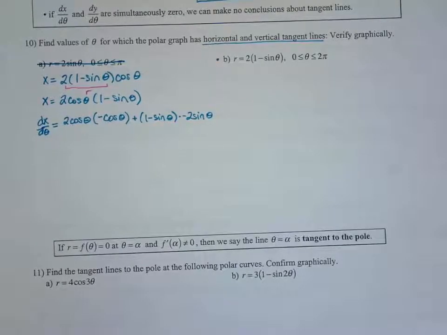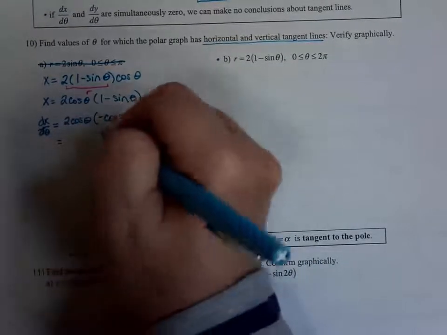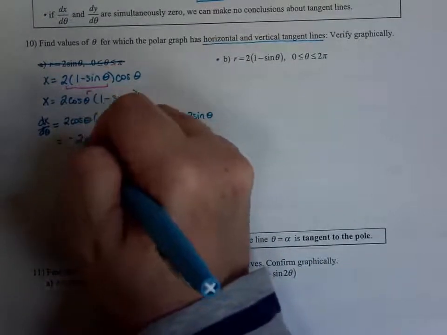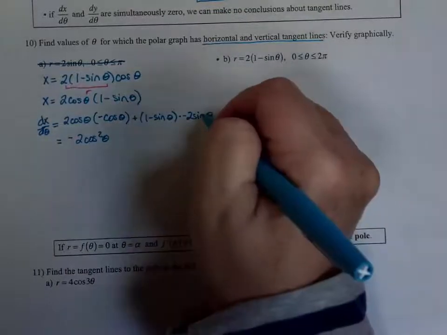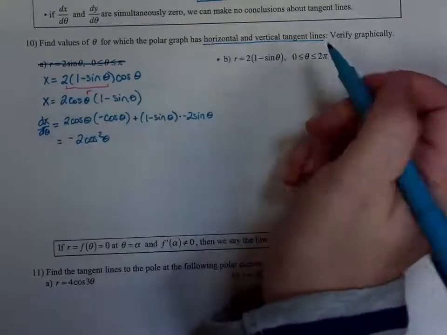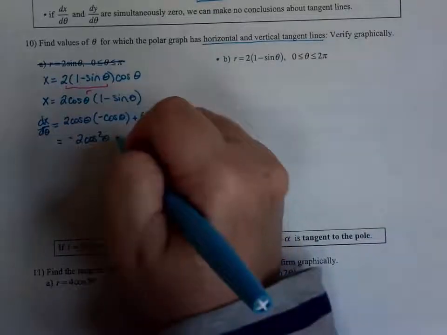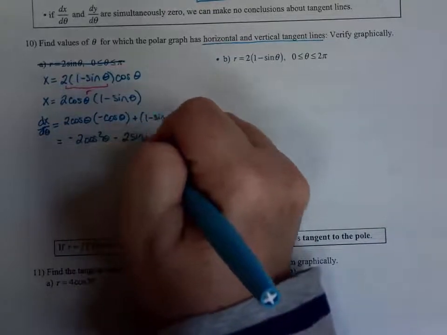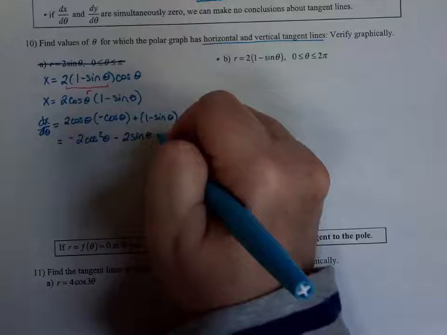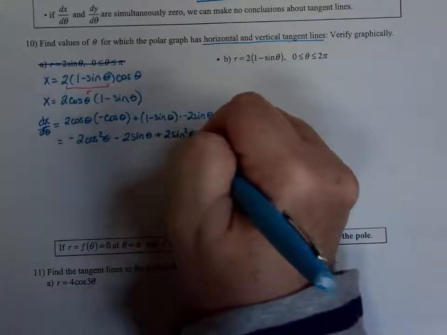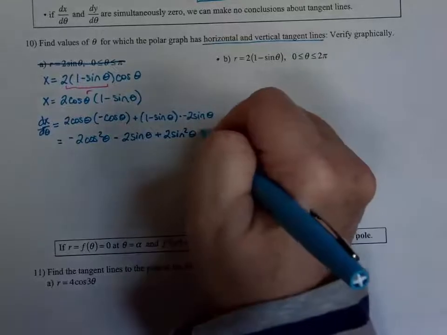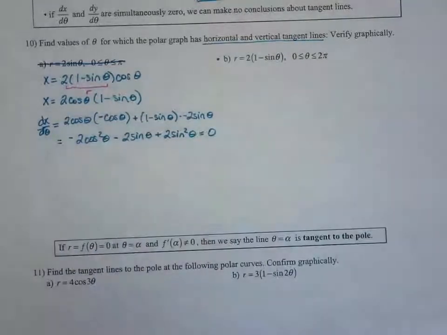Okay, we need to multiply everything out and see what we have. So this equals negative 2 cosine squared theta. And now I need to distribute this negative 2 sine theta back into the parentheses. So I'm going to have negative 2 sine theta plus 2 sine squared theta. And we're supposed to set this equal to 0.